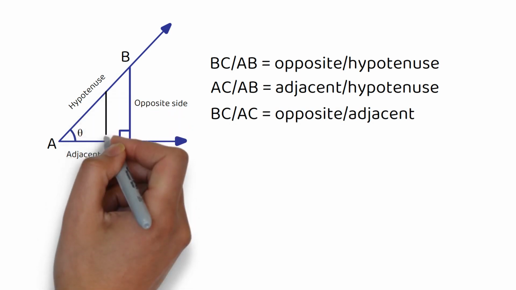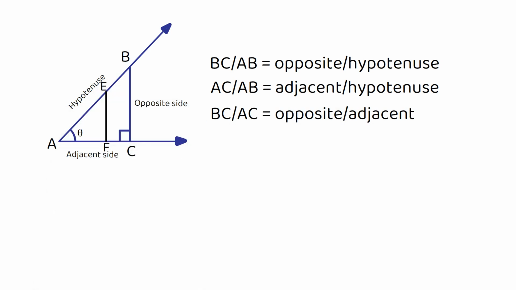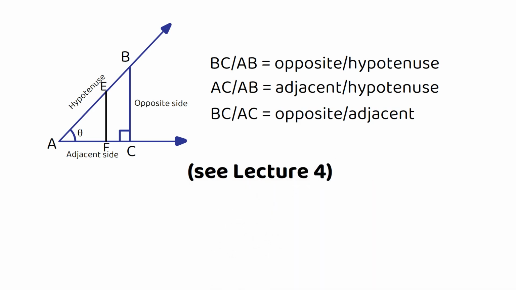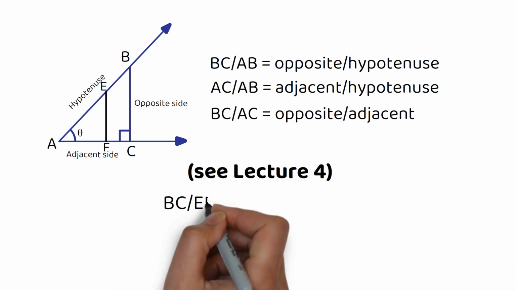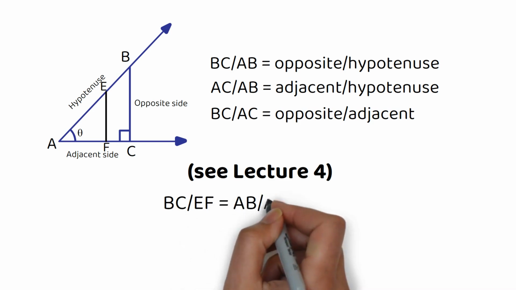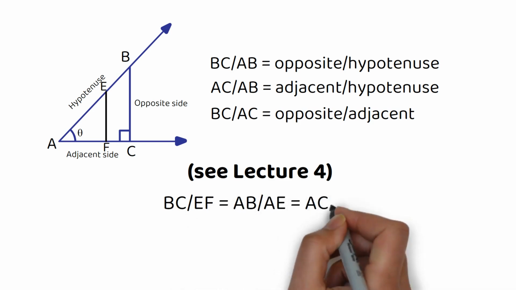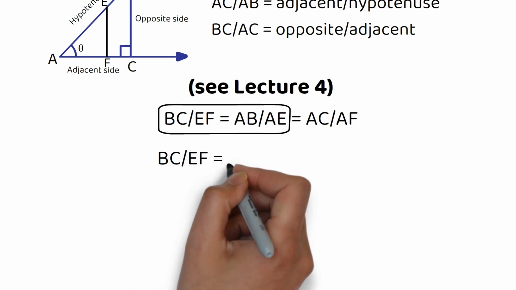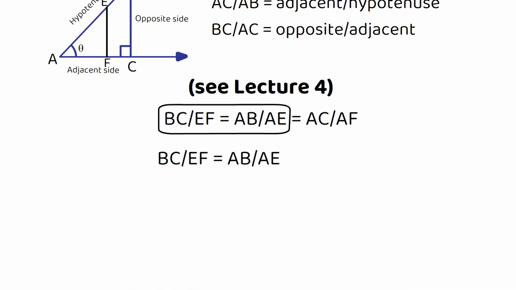But it does not depend on where the perpendicular is dropped. This is because if we dropped the perpendicular elsewhere on the line, it wouldn't matter. In this example, as we discussed in the last module, BC over EF equals AB over AE and also equals AC over AF. Consider the first pair of fractions. BC over EF equals AB over AE.